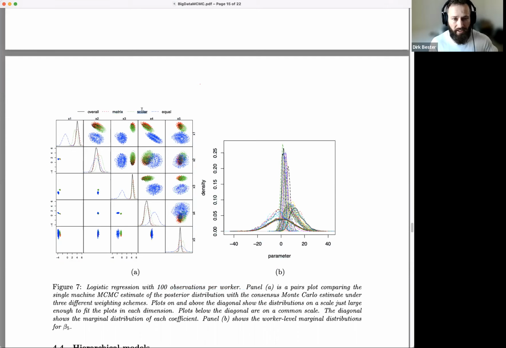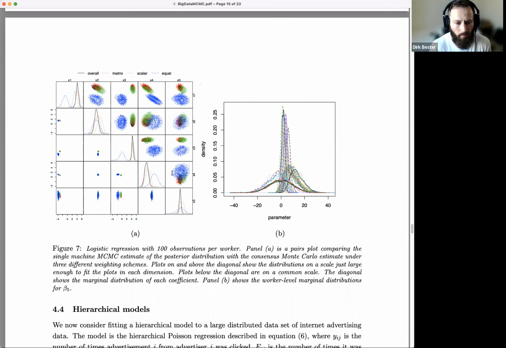We don't use the covariance matrix. We just use a scalar of all the variances to weight it essentially. So you'll see the naive one is blue, the green is slightly better, and then the red one, the matrix one, is where it works best. And then the black is the actual answer, the single machine answer. So this is just for them to get an idea of what's working best. It looks like it works well for this problem.